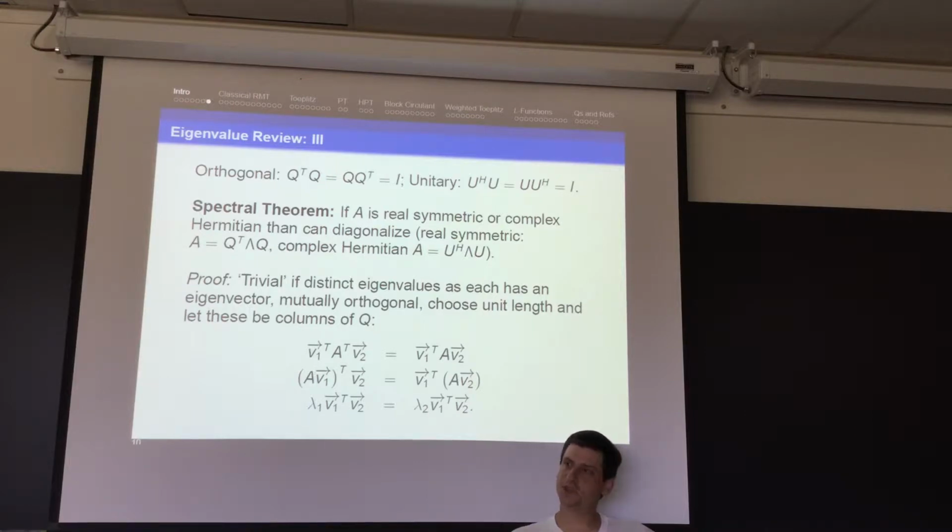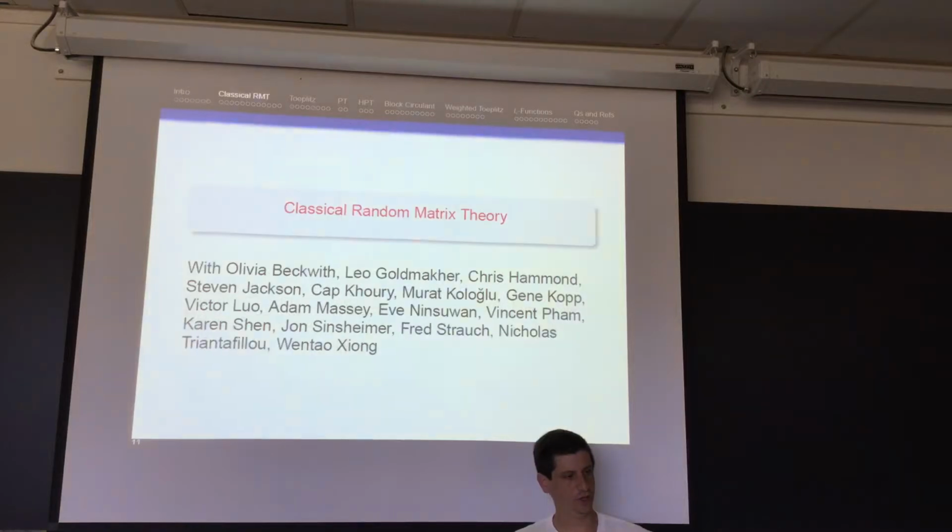You might have seen the spectral theorem. If I give you a nice real symmetric matrix, I can change basis with an orthogonal transformation, and in this new basis, the matrix is diagonal, which is really nice. It tells you basically it's just a bunch of stretches or compressions in the different directions. Okay, so classical random matrix theory, done with many, many students over the years. This is a subset, probably from about 4 or 5 years ago.